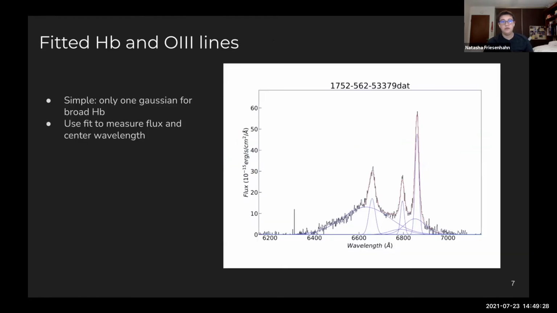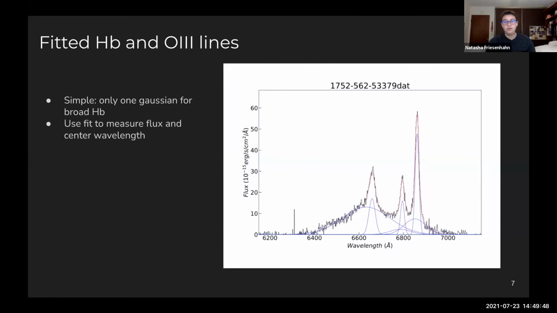So here's the final fit that we obtained for this example. You can see 6 Gaussian components in blue. There are 2 for each oxygen 3 line on the right, and then 1 for H beta narrow, and then 1 for the broad H beta. The red is the combined fit of all of the components.